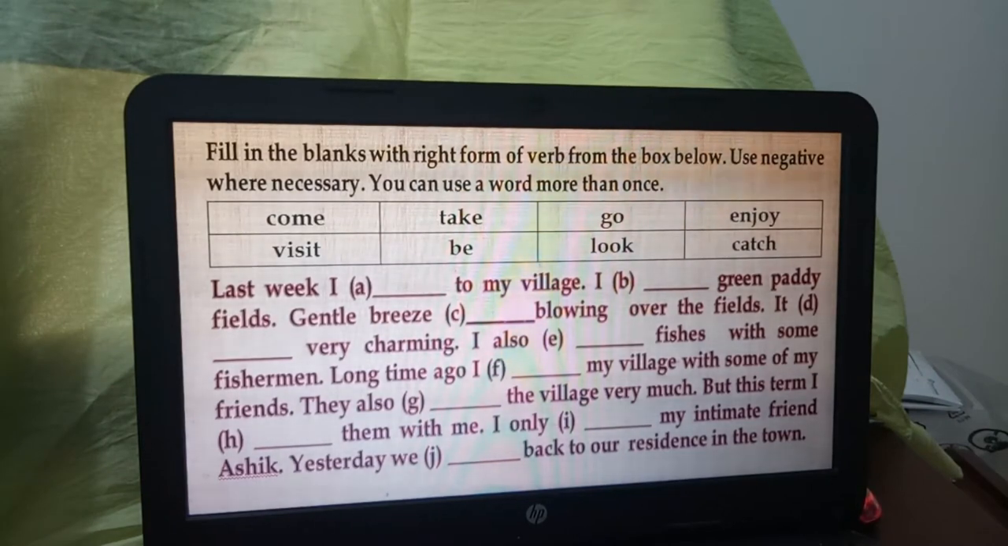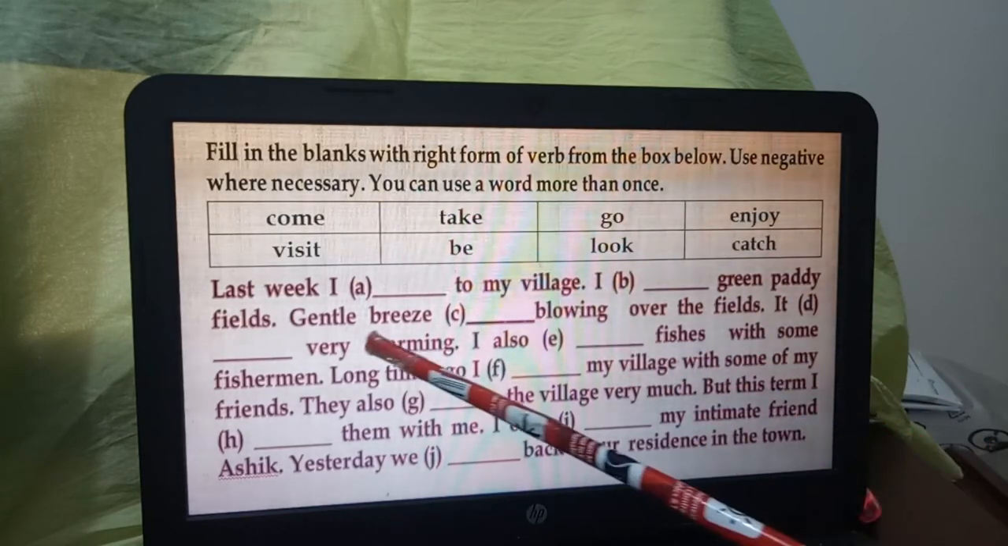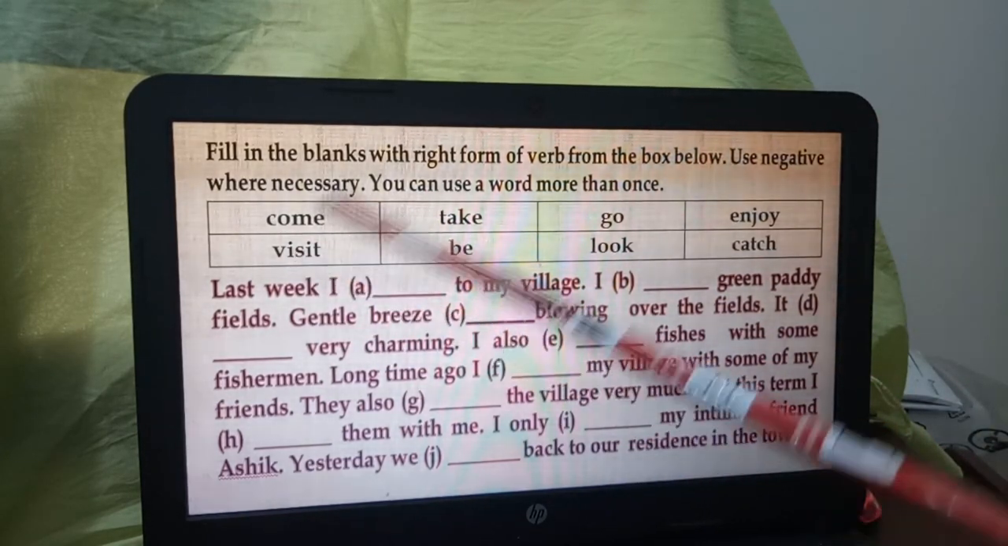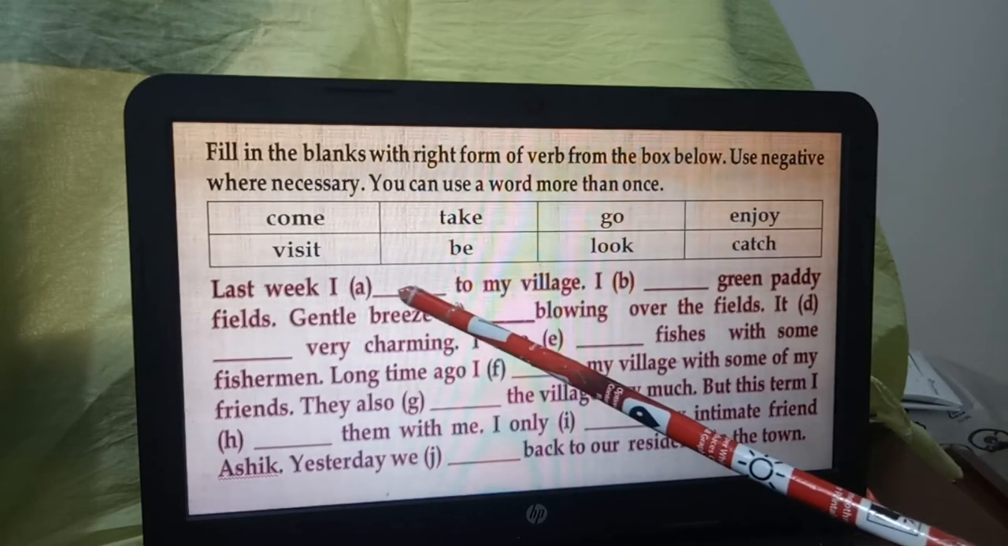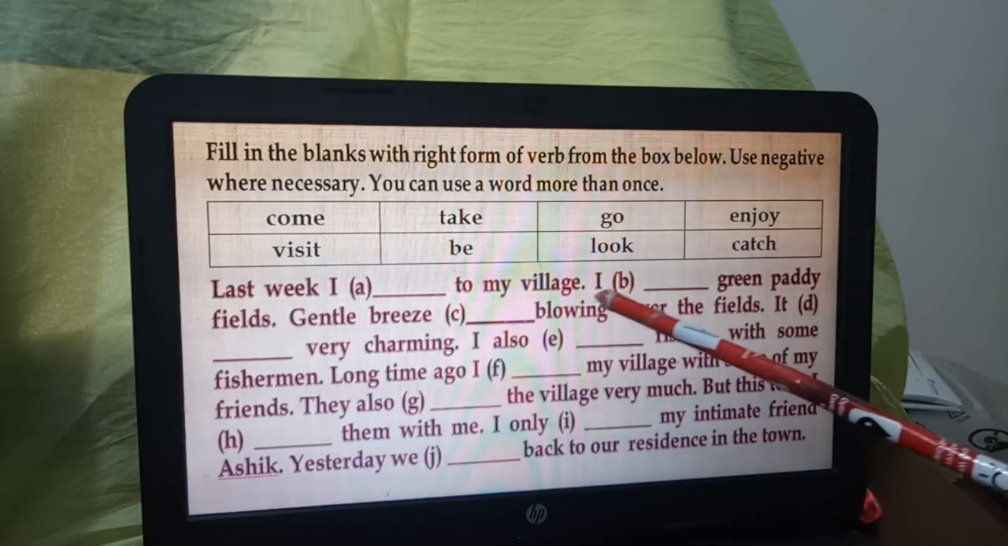Dear students, fill in the blanks with right form verbs from the box below. Use negative if necessary. You can use a word more than once. Last week, I went to my village. Correct answer: I went to my village.